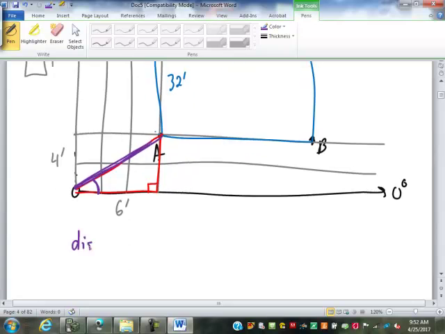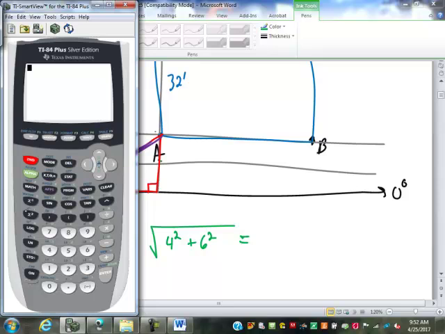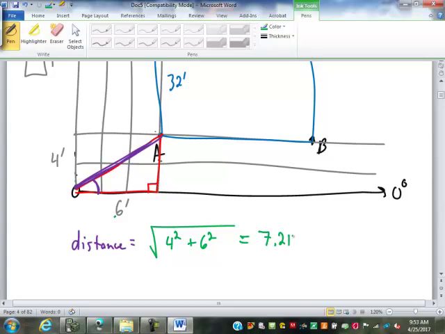So the distance is going to be found as the square root of the vertical squared plus the horizontal squared. So square root of 4 squared plus 6 squared, 7.211 feet. Oops, that's not right, is it? This isn't 4 and 6.